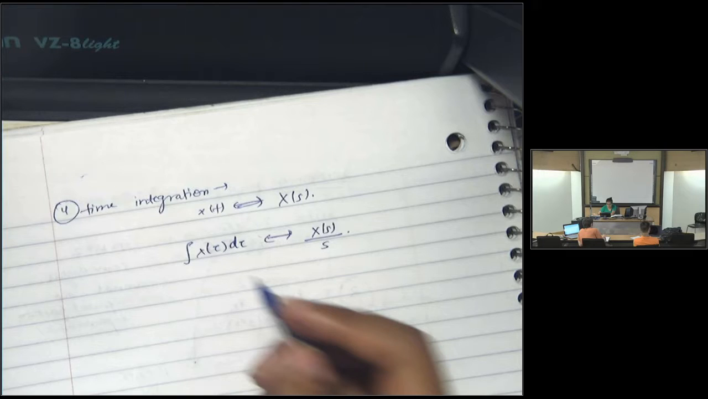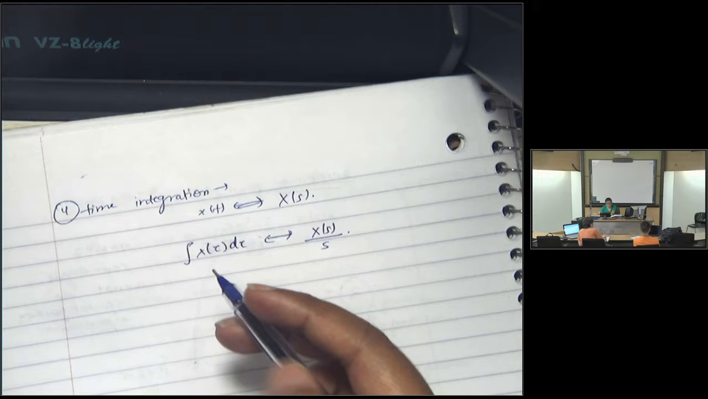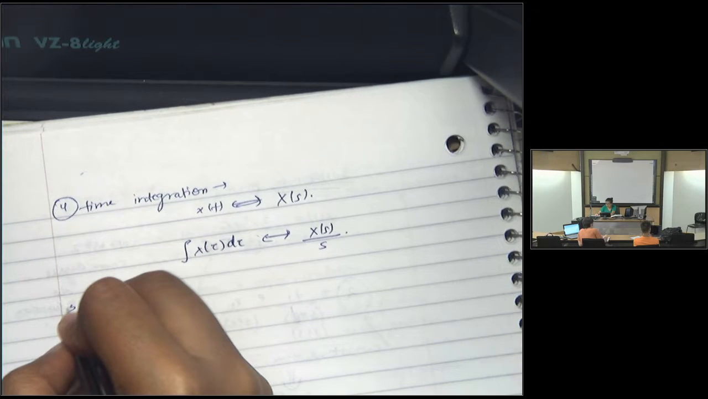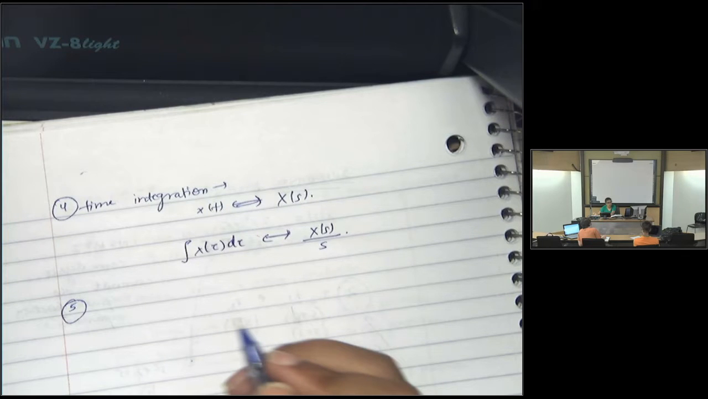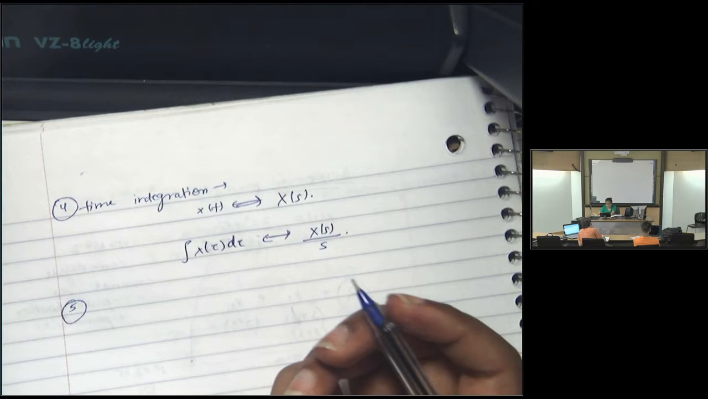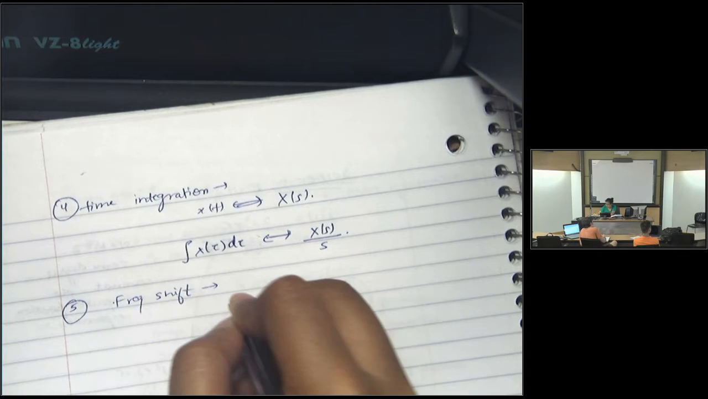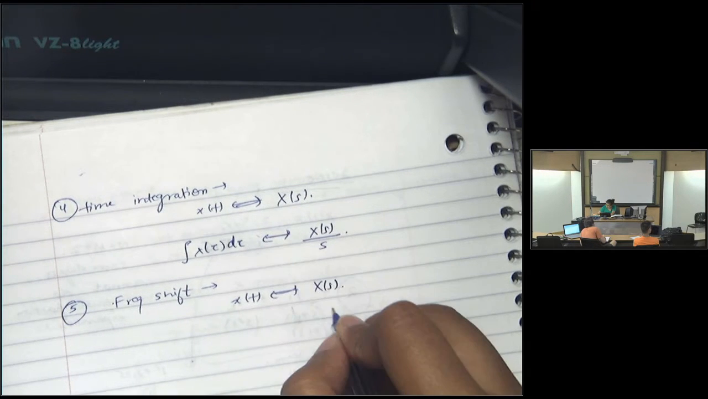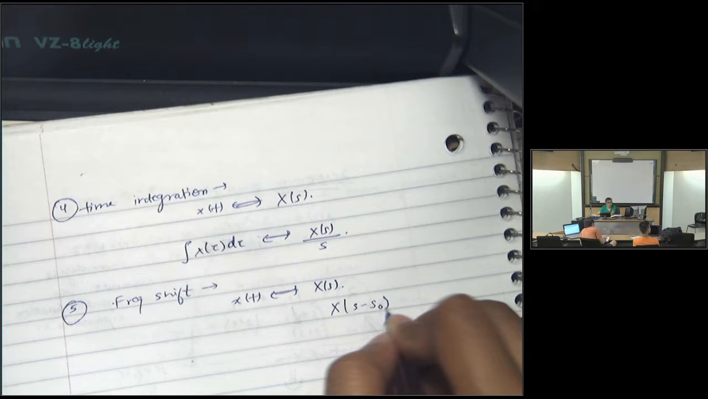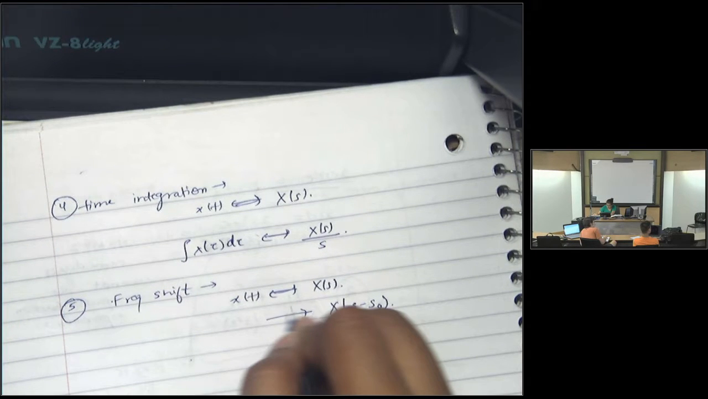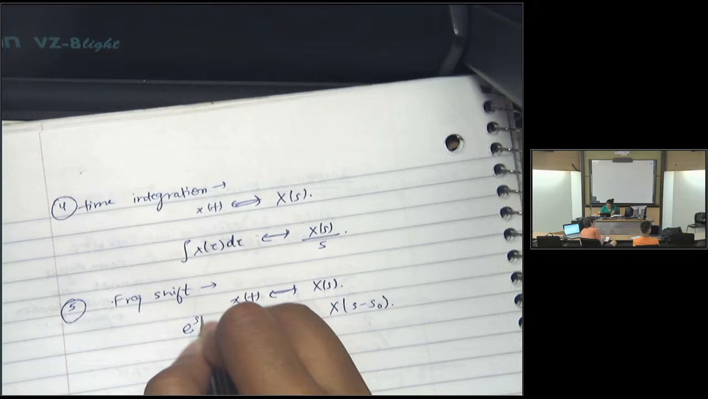Now, as we had time shift, time differentiation, time integration, we have frequency shift, frequency differentiation, and frequency integration. By frequency here, I mean the s domain. My e raised to power s naught t represents a frequency. So frequency shift: x of t again has Laplace transform x of s, but now my Laplace transform is x of s minus s naught. I have a shift in s domain, not in the time domain. Now this translates to an exponential multiplied with my function.